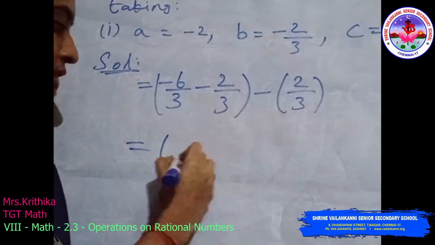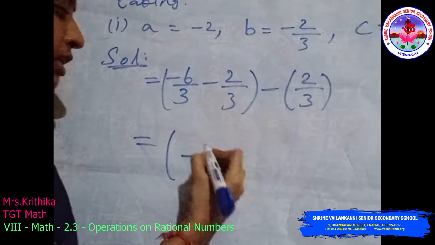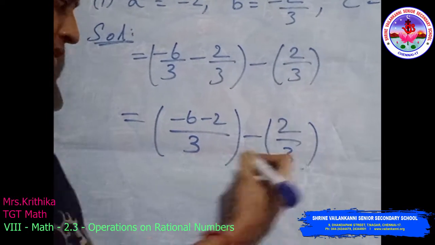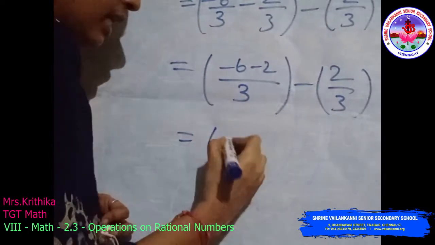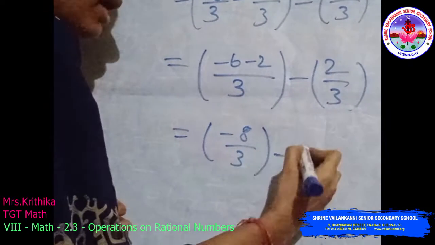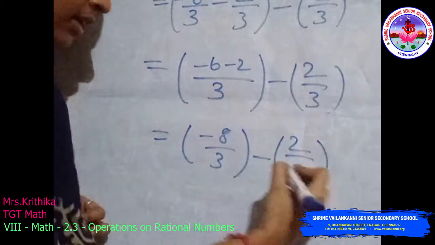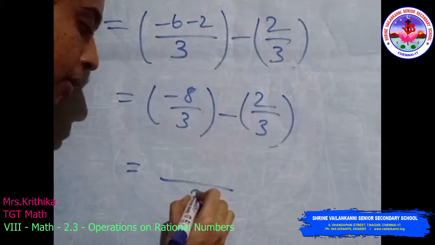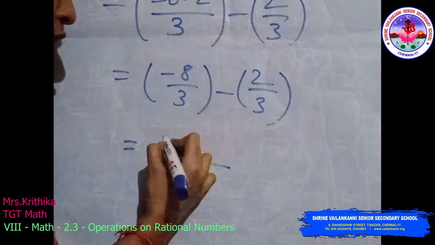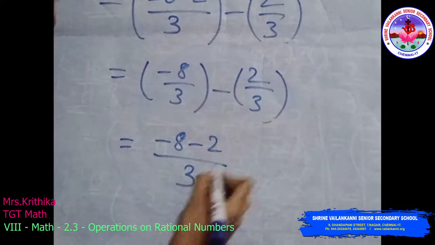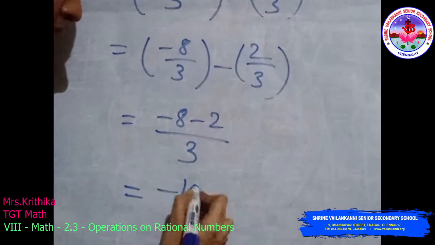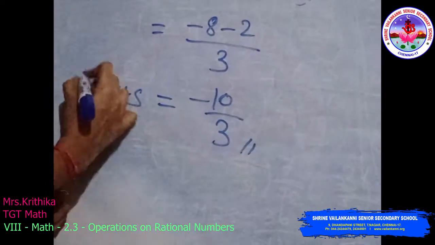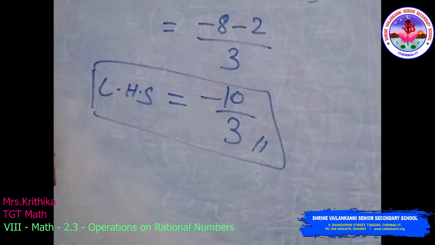Here taking the common denominator, negative 6 minus 2 minus 2 by 3. Negative 6, negative 2 is negative 8 by 3 minus 2 by 3. Here check the denominator is same, so taking the common denominator 3, the numerator is negative 8, negative 2 is equal to negative 10 by 3. This is the LHS. LHS is equal to negative 10 by 3.